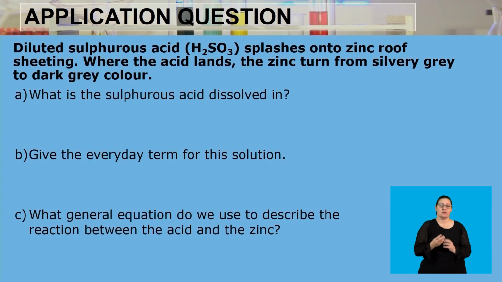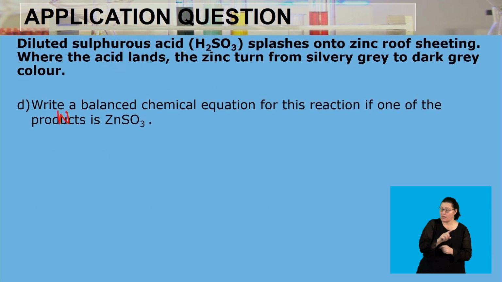Our next question is asking questions that are based on sulfurous acid. So what are they asking? We are given firstly that diluted sulfurous acid, which has a chemical formula H2SO3, splashes onto zinc roof sheeting. Where the acid lands, the zinc turns from silvery gray to dark gray. So the question is, what is the sulfurous acid dissolved in? That diluted sulfurous acid, what is it dissolved in for it to be diluted? It is dissolved in water.